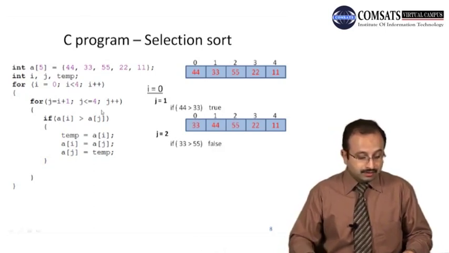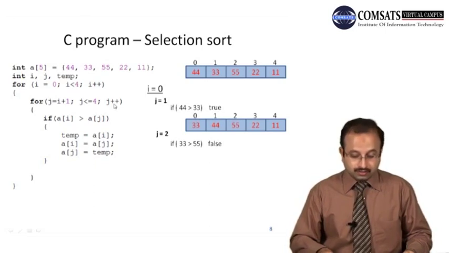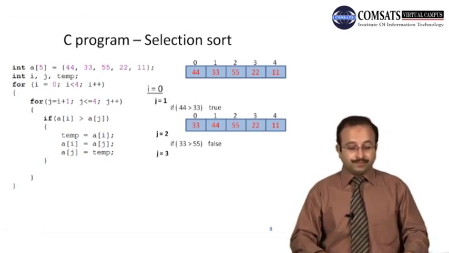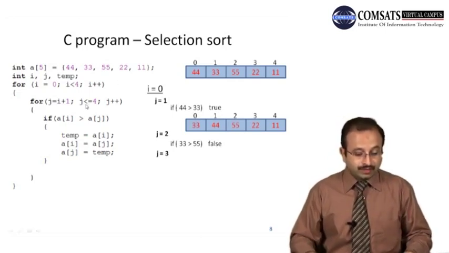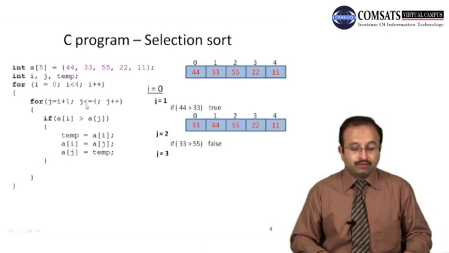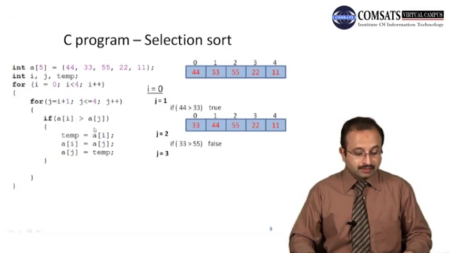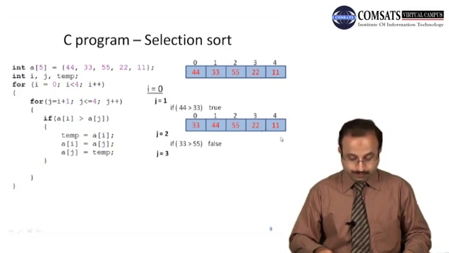It comes again to the increment part, so it increments the value of j. Now the value of j will become 3. The condition in the inner for loop is 3 less than or equal to 4. The condition is true. So when this condition is true, it comes inside and executes this if statement. Check this if statement: a of 0, I is still 0, is greater than a of 3. So is 33 greater than 22?